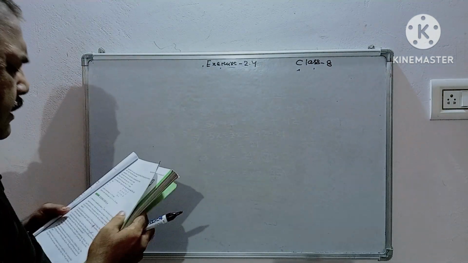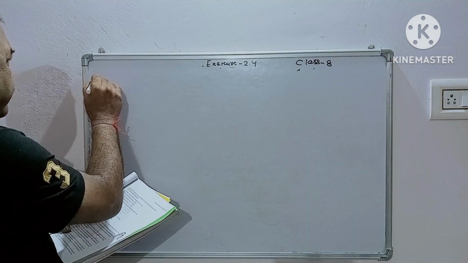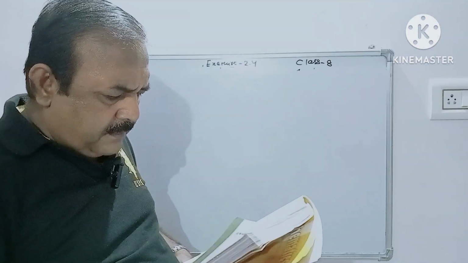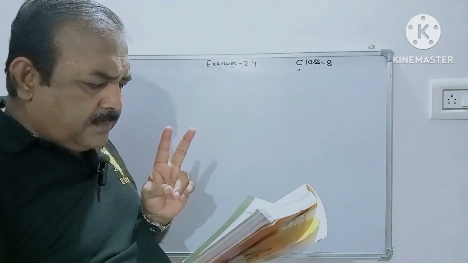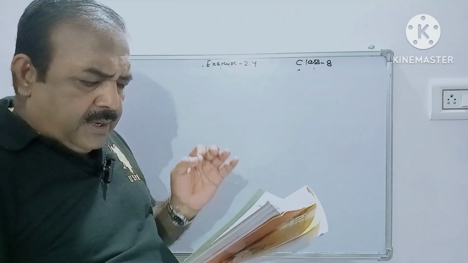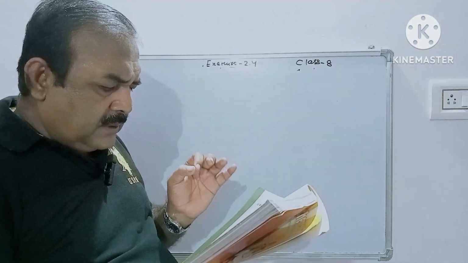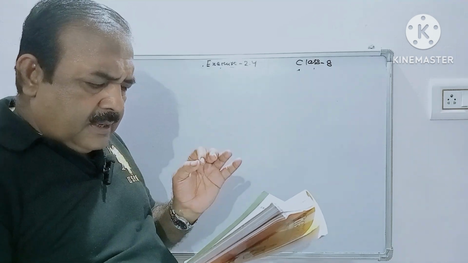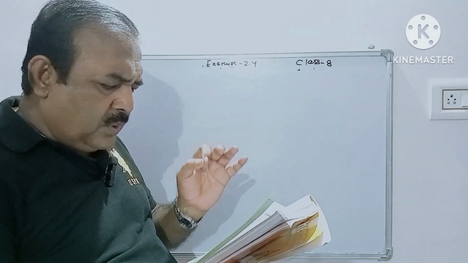Let us move to question number 3. It is an interesting number. You see, the sum of the digits of a two-digit number is 9. When we interchange the digits, it is found that the resulting new number is greater than the original number by 27. What is the two-digit number?